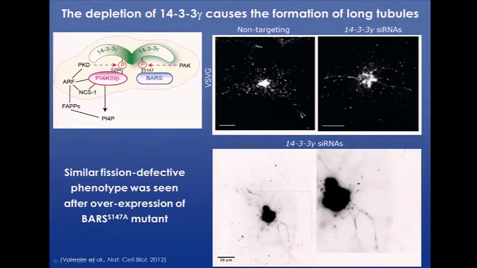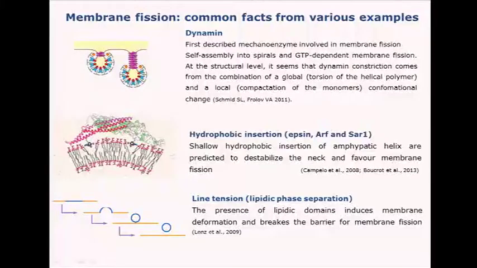I show you here that, again, when we impaired 1433 gamma by downregulation, what we could see was that the carrier formation was diminished, and you have this formation of long tubules that, again, are diagnostic of a system that is not fissioning, I mean, of hampered fission. And the same, of course, if you downregulate BARS or if you use a dominant negative form of BARS.